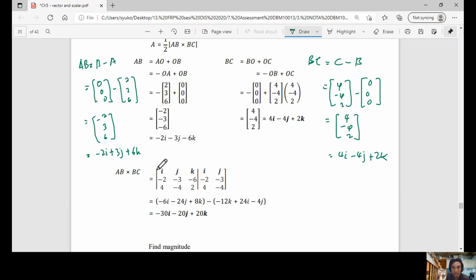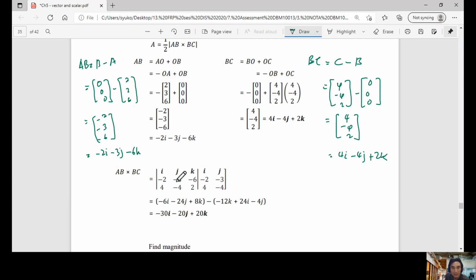Okay, after that, we apply AB cross multiply with BC. So we must arrange the values of the vector AB first into negative 2, negative 3, and negative 6. Is it right? Yes, of course. Because I just wrote the wrong answer here. Okay, sorry.